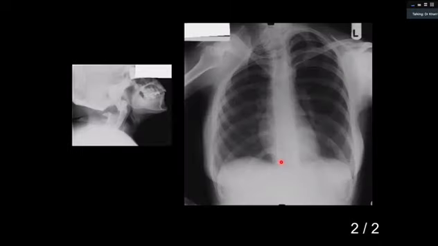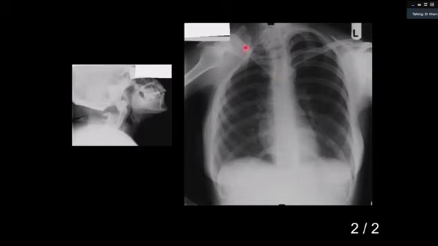Now, this one, on the other hand, is what we call Klippel-Feil syndrome. In Klippel-Feil, there is loss of segmentation of the cervical vertebrae, and this can also be associated with Sprengel shoulder. So this is the chest X-ray of the same case.